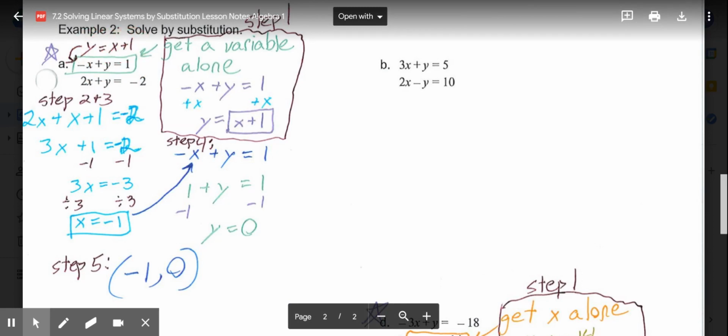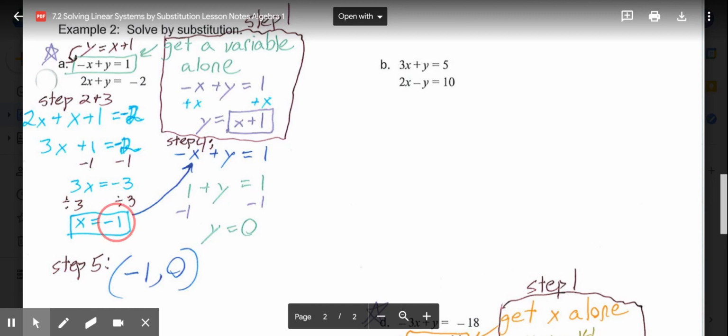So now I know y is x plus 1, so I'll substitute x plus 1 into this other equation for y. So for steps 2 and 3, substitute in for y. So we have 2x plus x plus 1 equals negative 2. So that can be simplified to 3x plus 1 equals negative 2. Subtract the 1 from each side, divide by 3, and x equals a negative 1.